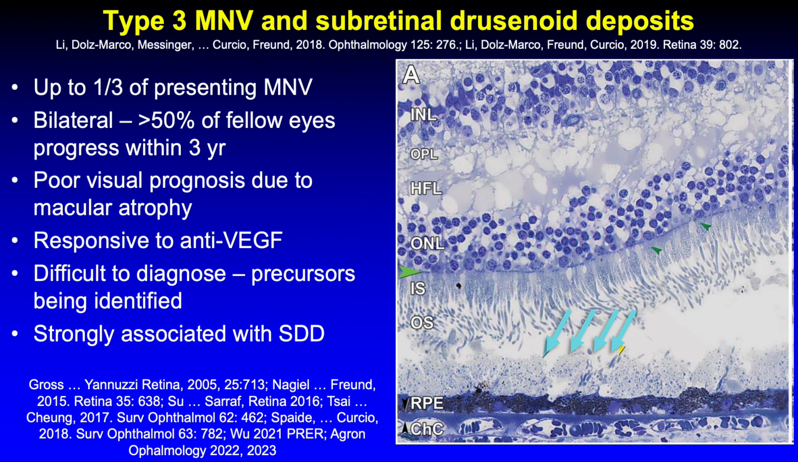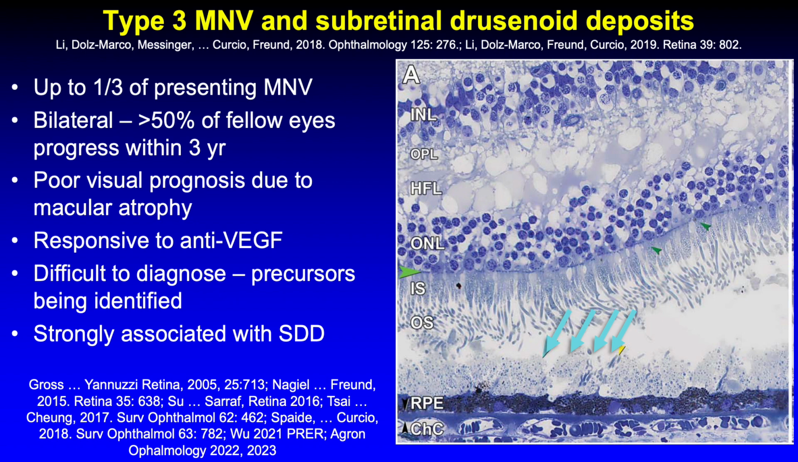Up to 1/3 of presenting neovascularization is intraretinal in origin. It tends to be bilateral. Over 50% of the fellow eyes progress within 3 years. There's poor visual prognosis due to macular atrophy.